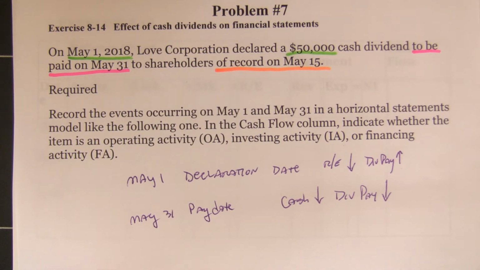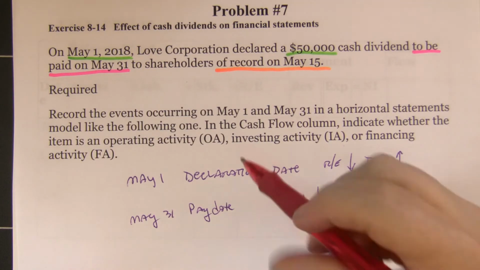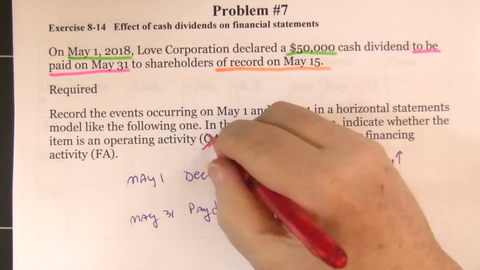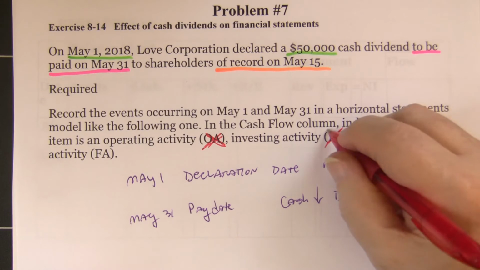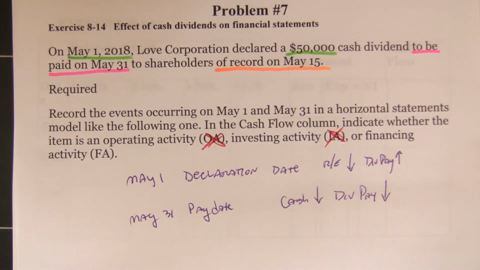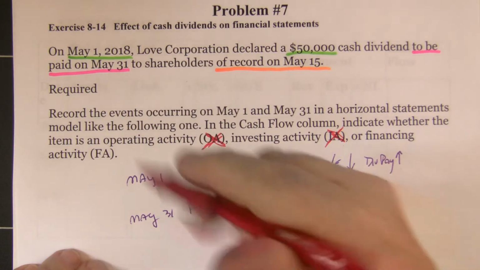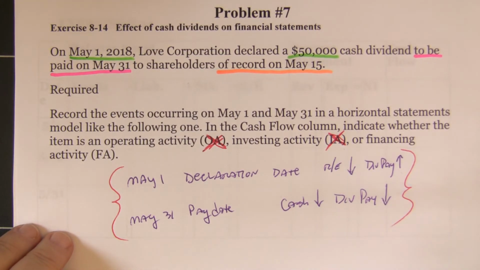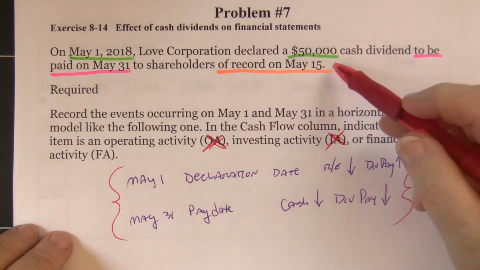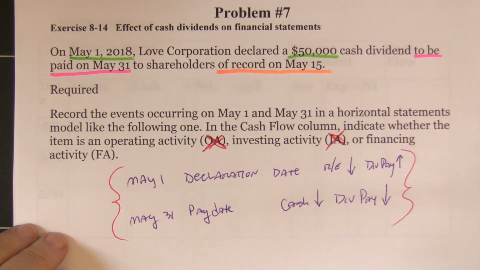And in the cash flow, they want to indicate whether it's an operating activity, which by this point we all know it cannot possibly be. No company ever goes in business to pay their dividends. It is not an investing activity because we're not buying property, plant, or equipment. So it has to be a financing activity. So let's handle these two transactions, knowing why we're ignoring that one.